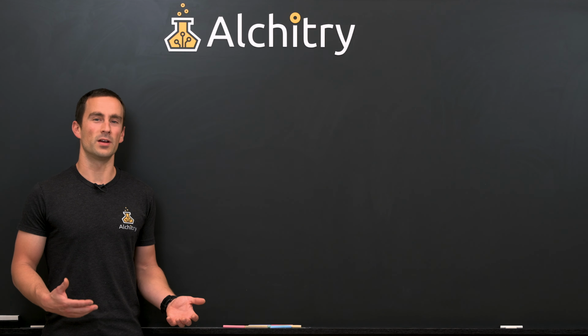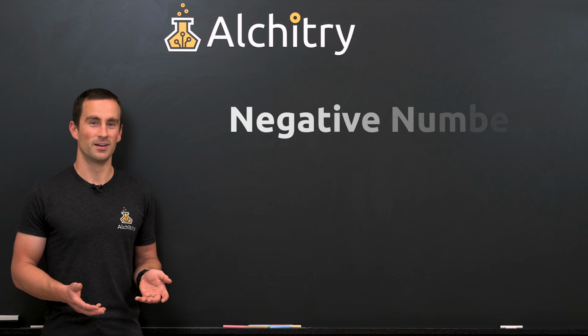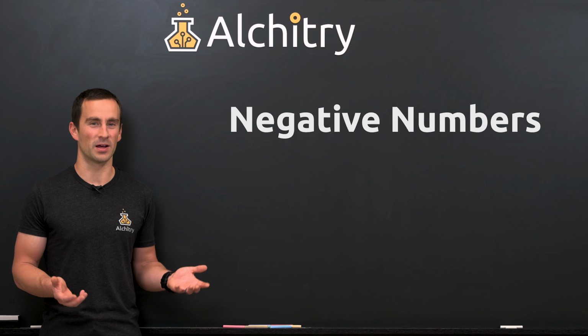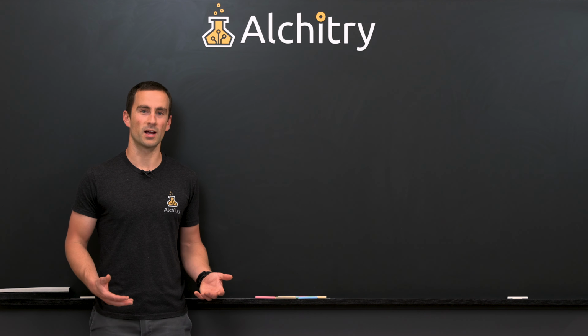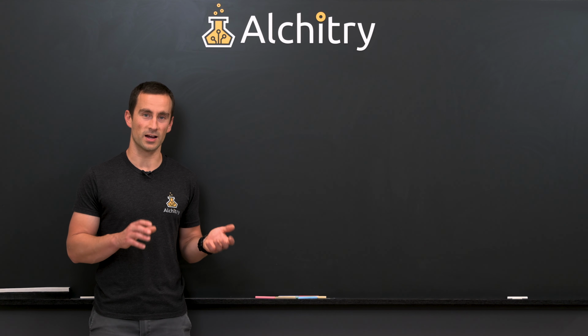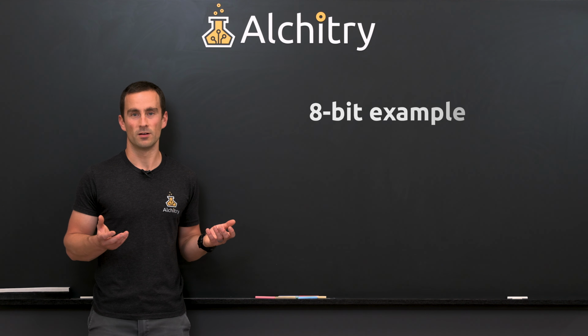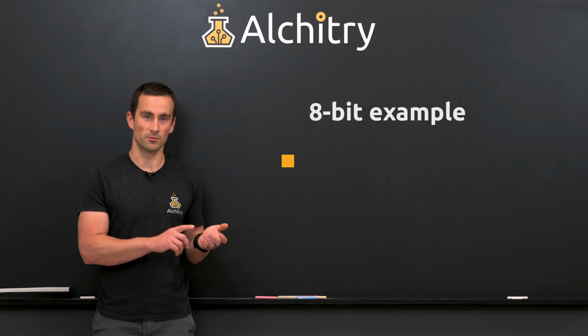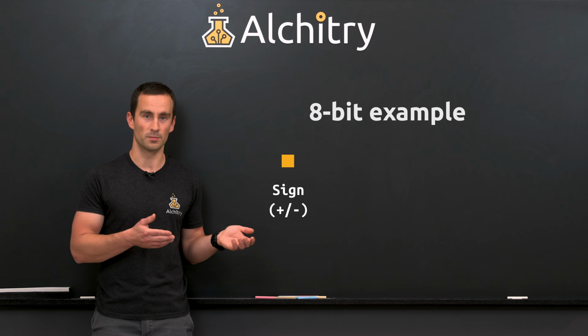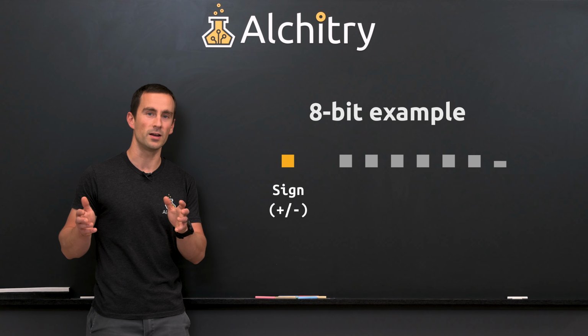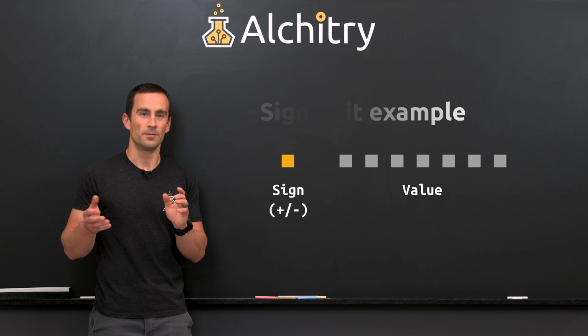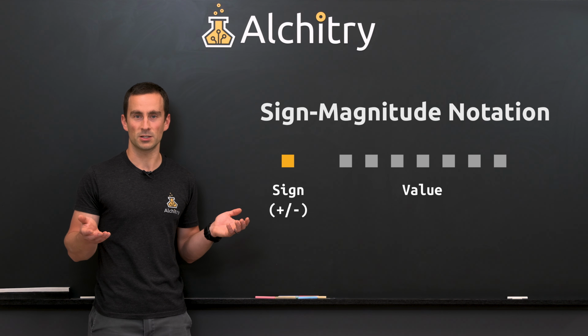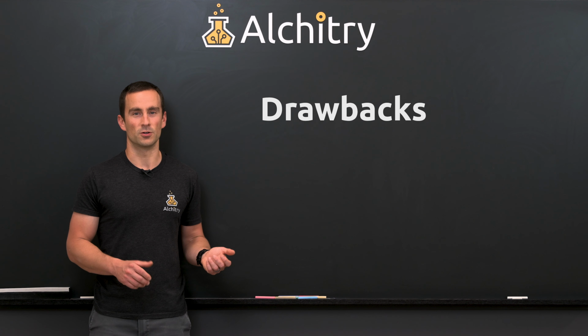Until now, all of the numbers that we've been representing have been positive. However, this is the 21st century, and sometimes we use negative numbers. If you were to try and come up with a way yourself on how to represent negative numbers using what we've already covered, you'll probably come up with using a single bit to represent the sign, being 0 for positive and 1 for negative, and then using your remaining bits to represent the value. This is often called sign magnitude notation, and it works, but it definitely has a few drawbacks.